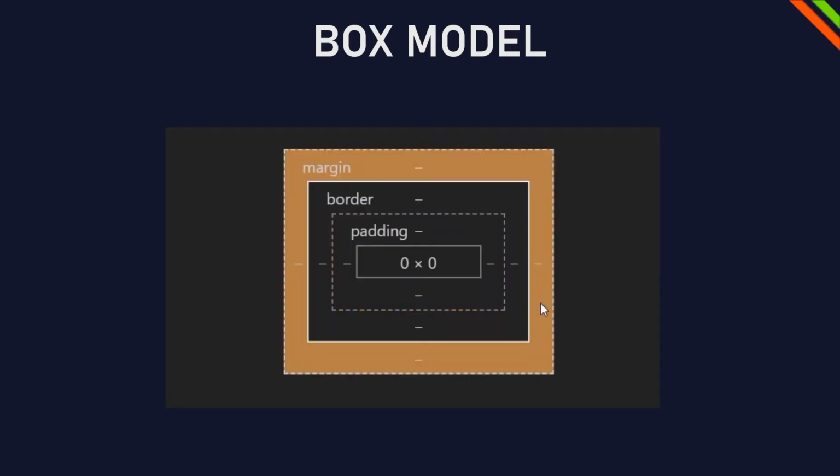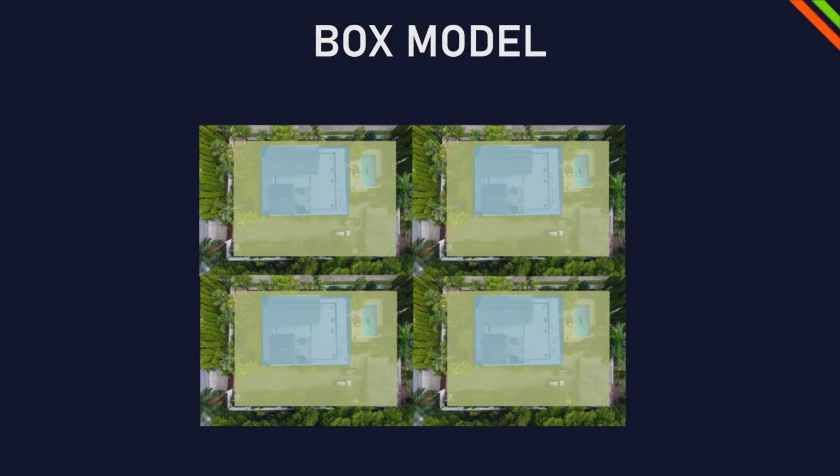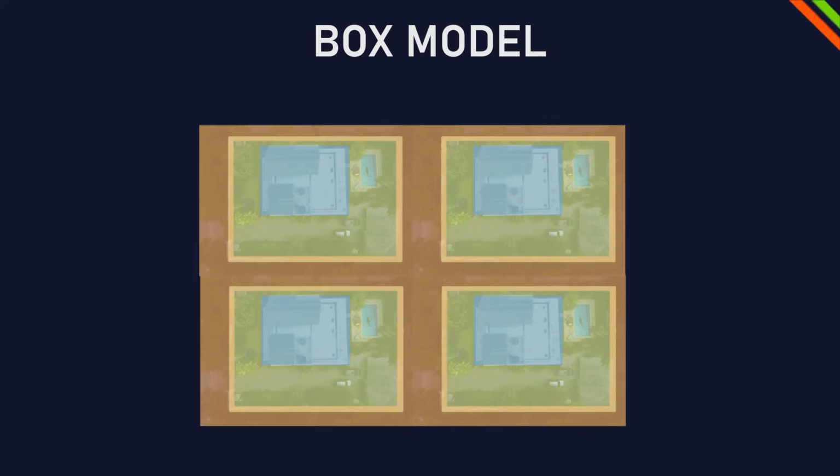So what's the difference between those? I always explain it like that. You can see the content as a house. The padding is everything from the house to the fence. The border is the fence, and the margin is the public space between you and your neighbor.